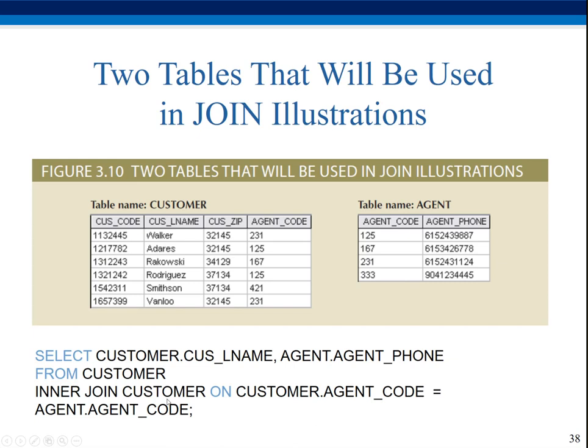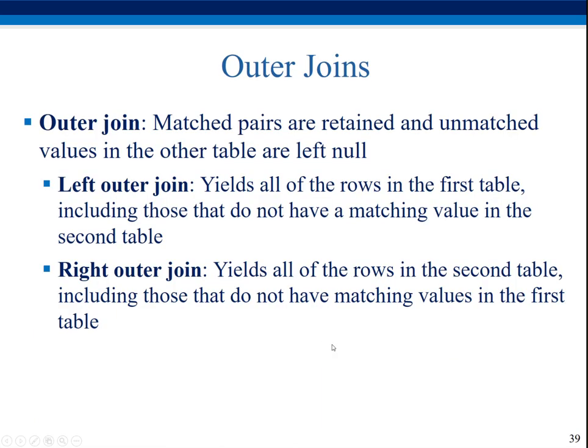So basically, as long as the agent code meets in here, so we have agent code 231, agent code 231, so that should show up in there. An outer join is a little bit different. We have two joins, one is the left, one is the right, and I've given you some illustration.